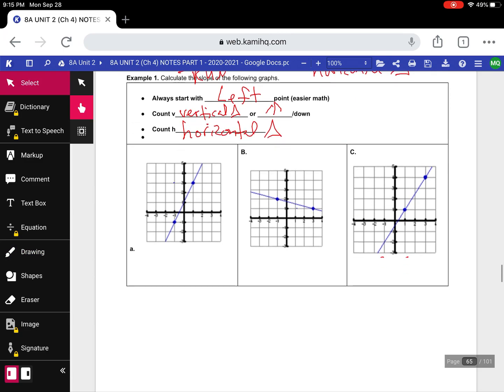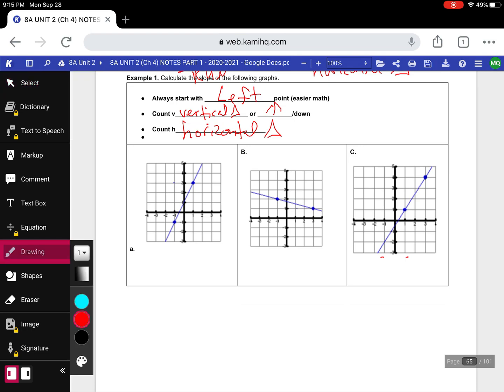Okay, so if we move down to this first one, we're going to start with our leftmost point, which is right here. We're going to count our vertical up or down, so we're going up 1, 2, 3, 4. Okay, so we have a rise of 4, and we're going up, so we're positive, and we run to the right 2, and that's also positive. So my slope is 4 over 2, or simplified, a slope of 2.